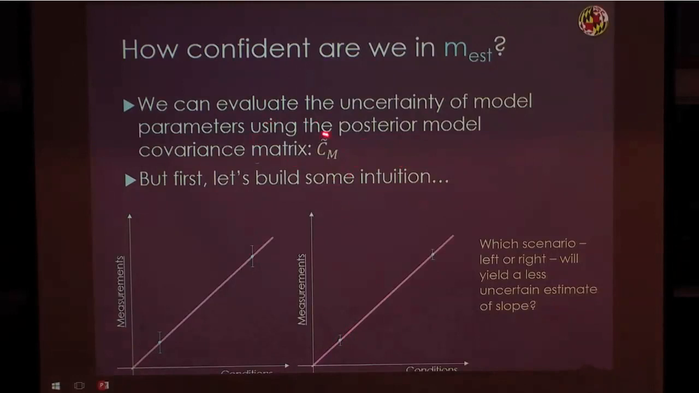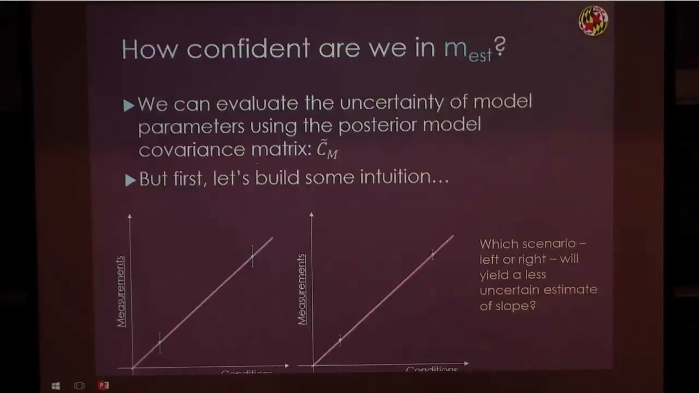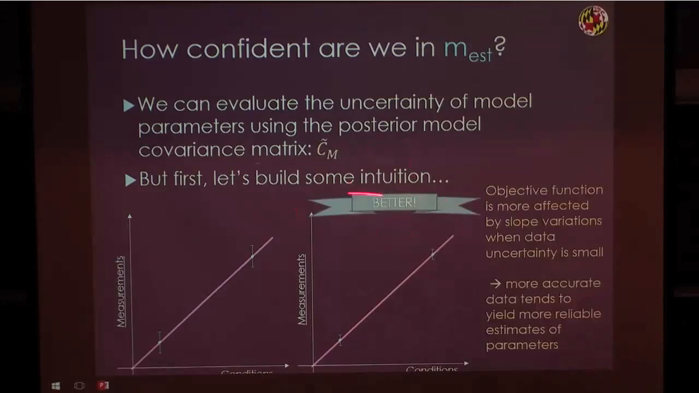If you go ahead and calculate this model covariance matrix, this posterior model covariance matrix, you will find that in fact your uncertainties are lower if you use these measurements back here. And if you look at this thing right here, you will see that the well, actually, I'll explain that in a second because it'll be clearer on the next slide. So yes, it's better to use the one on the right.